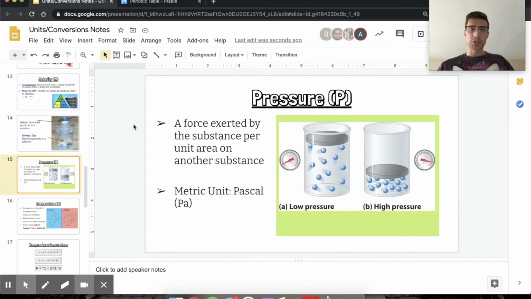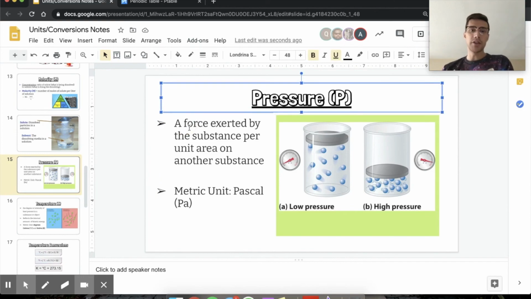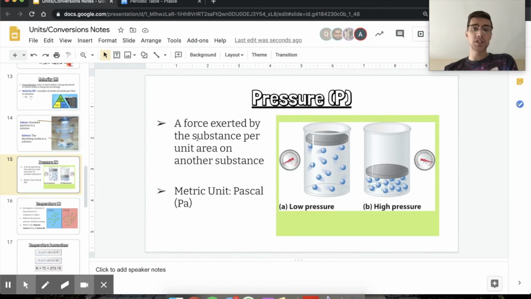All right, moving on to pressure. Pressure, as it says here, is a force exerted by the substance per unit area. A lot of times we use pressure in America, like pounds per square inch. So pounds is a force, right? Pounds is a force on an area, and square inches is an actual area, right? Inches by inches is a square. That's how we calculate an area. But pressure is the force exerted on that.